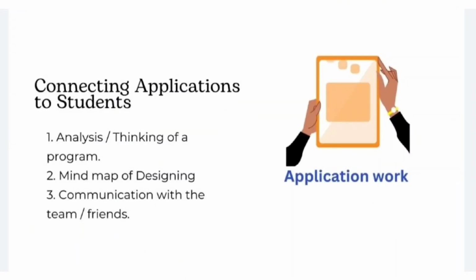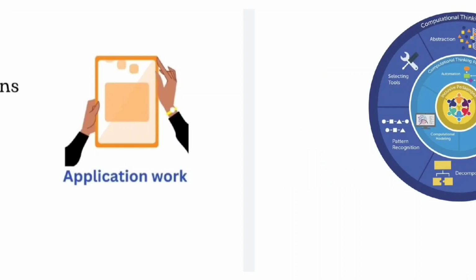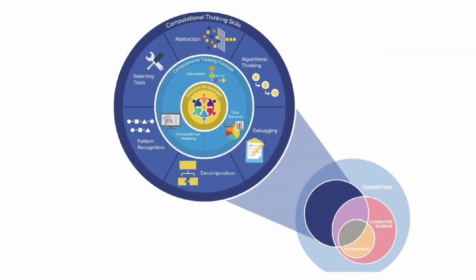Okay, and next, what will you think about it? First step, you will analyze or think about the problem or assignment, and second step, you will put together a mind map of the design. And third step, you will communicate with your friends, or if I assign a team for you, you will join that team and discuss the project or assignment. So these are the three basic approaches we have mentioned in computational thinking skills. The main motive is to solve our problems.